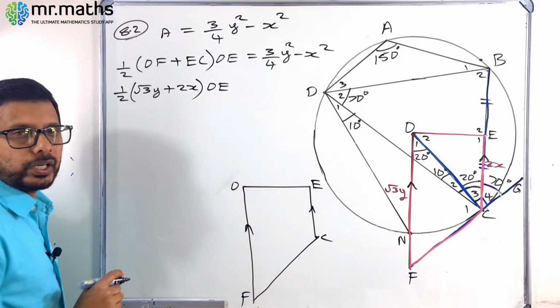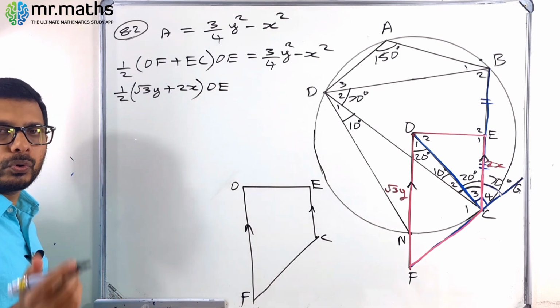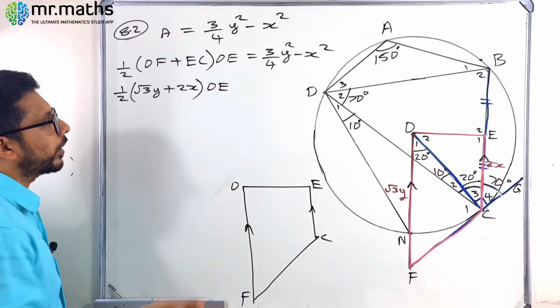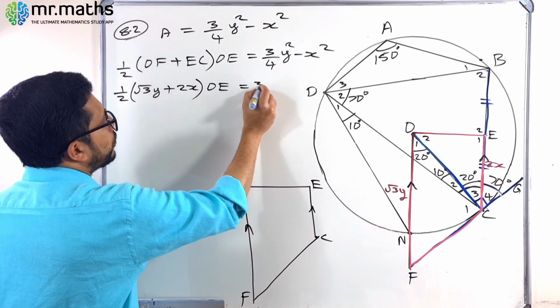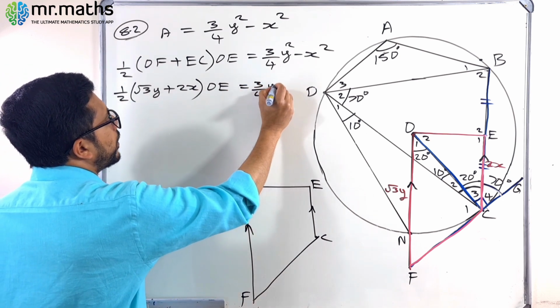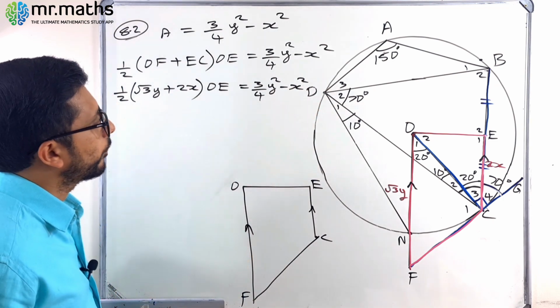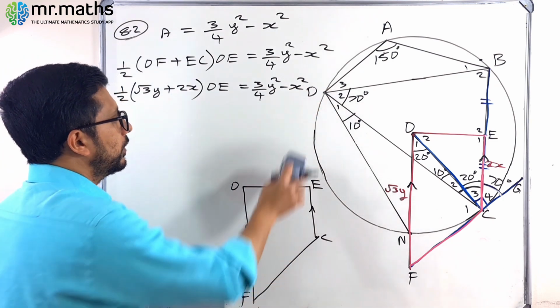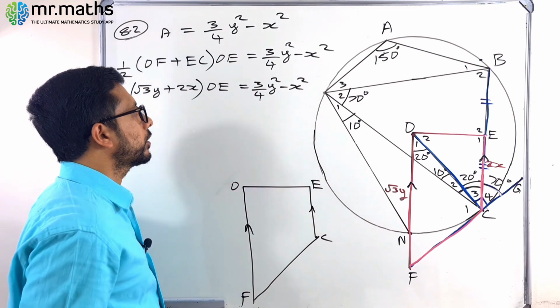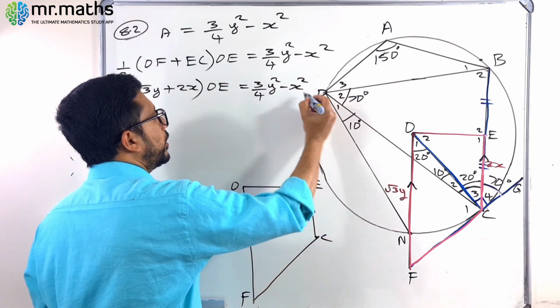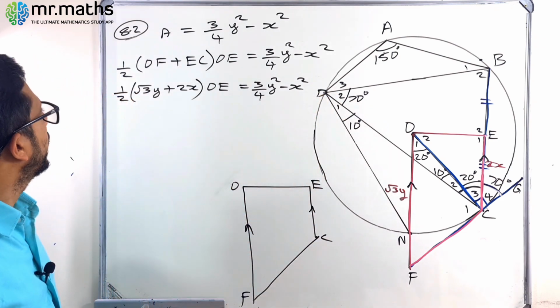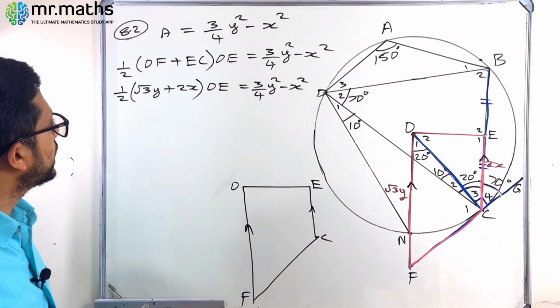That is what we want to find. We want to find the length of OE in terms of x and y. And that is equal to 3 over 4 y squared minus x squared. Okay. So that D is not a part of this one. D is that point. This is the point D.